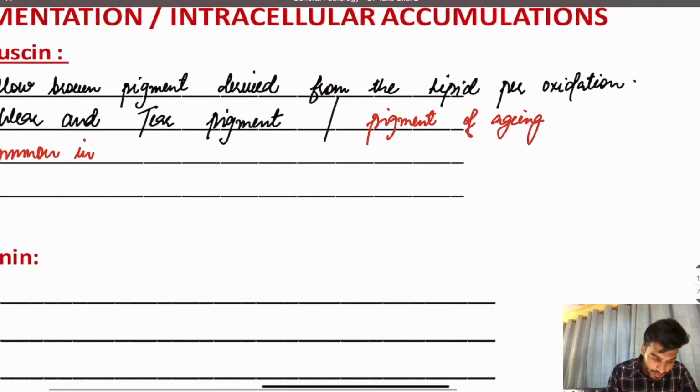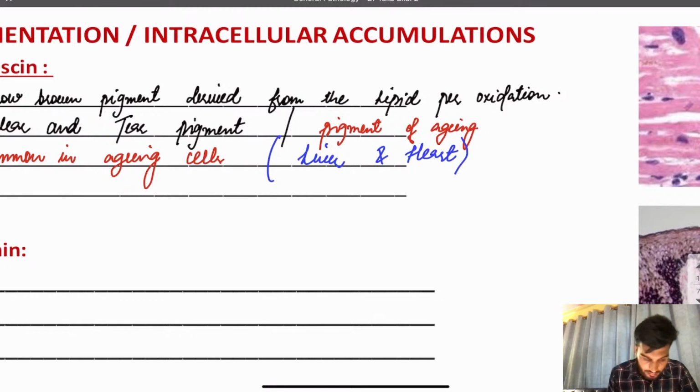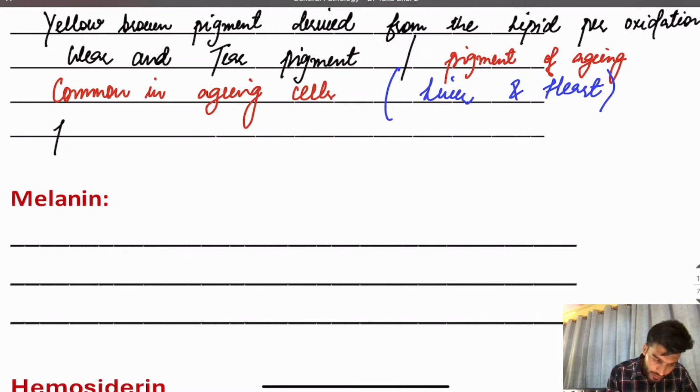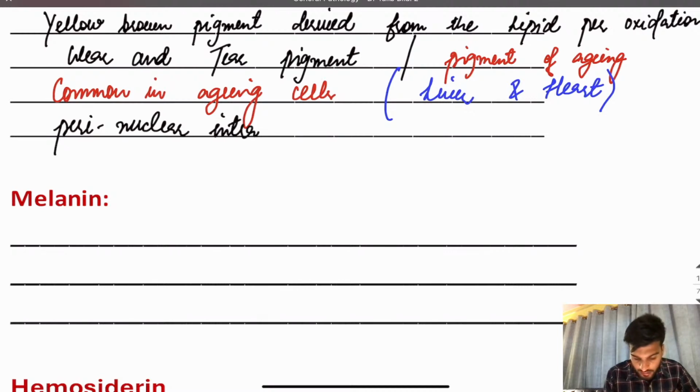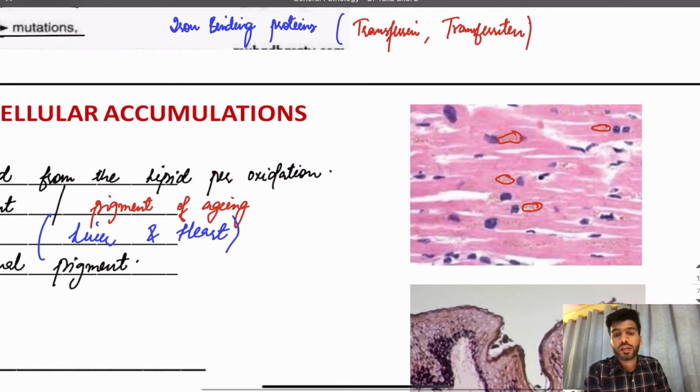So write it down, guys. It's common in aging cells, liver and heart. It's also called a perinuclear intralysosomal pigment.